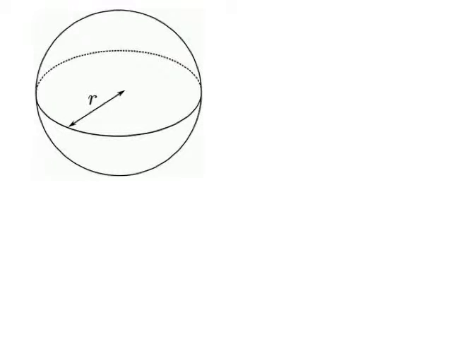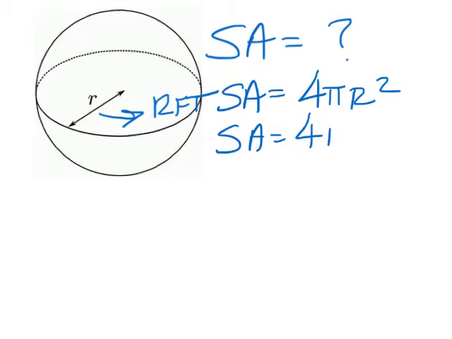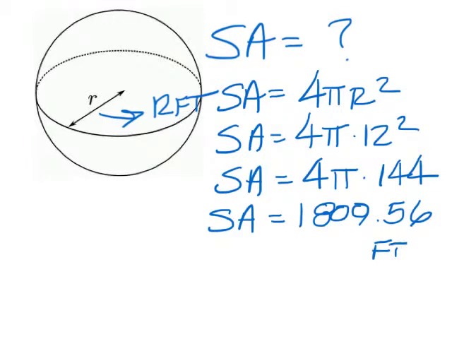Another practice. Find the surface area of this sphere if the radius is 12 feet. The solution is to start with the formula 4 pi r squared and then dump in what you know. So that gives us 4 pi 12 squared, and simplify that to get 144 in place of 12 squared. And now you can do 4 pi and then times 144 to come up with 1809.56 feet squared.